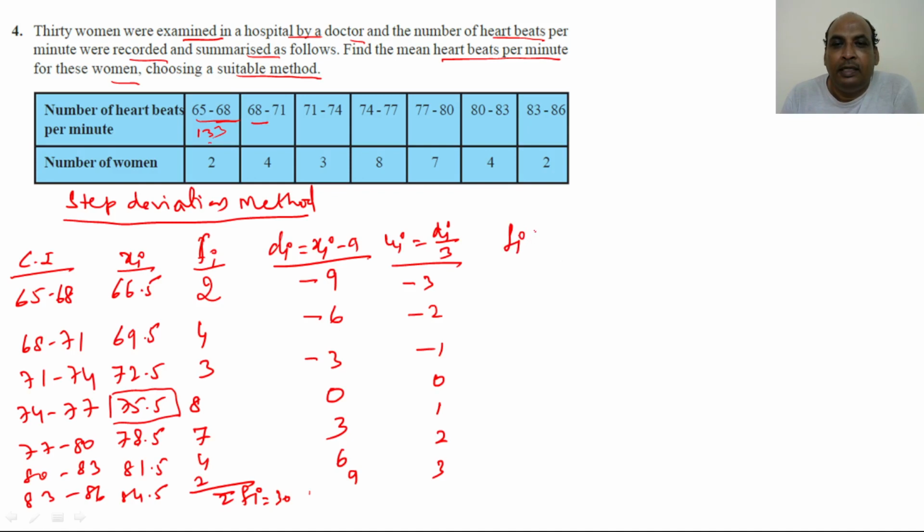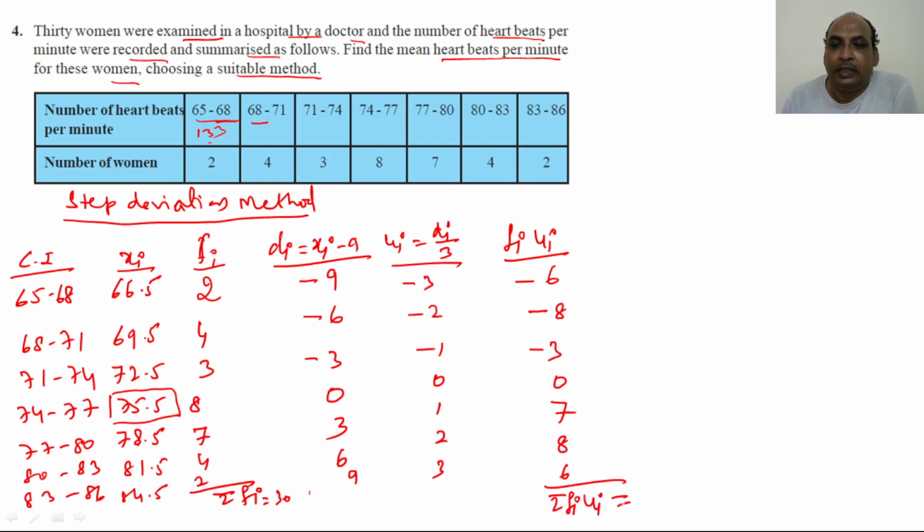Fi into ui. So Fi ui is 2 into minus 3, minus 6; 4 into minus 2, minus 8; 3 into minus 1, minus 3; 8 into 0, 0; 7 into 1, 7; 4 into 2, 8; and 2 into 3, 6. Okay, now we have to find sigma Fi ui.